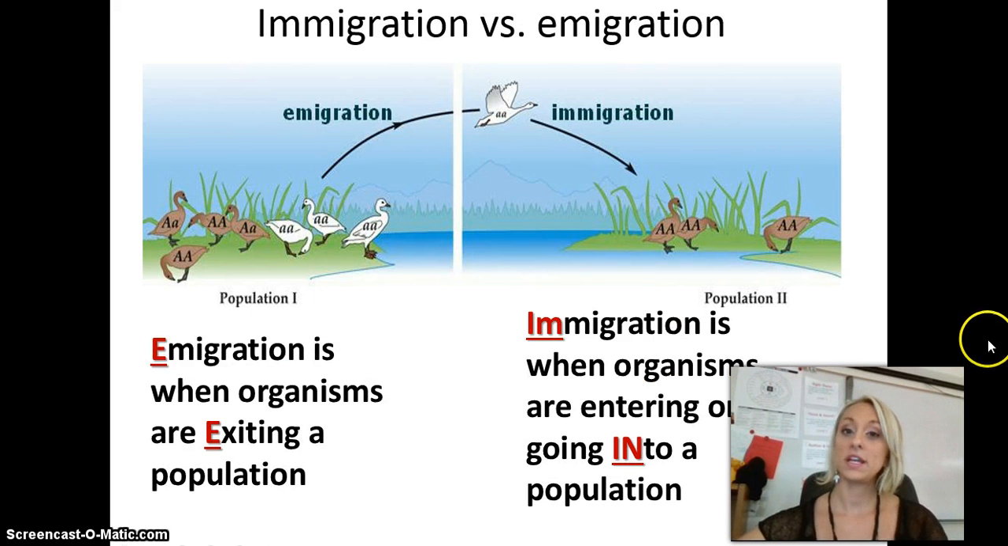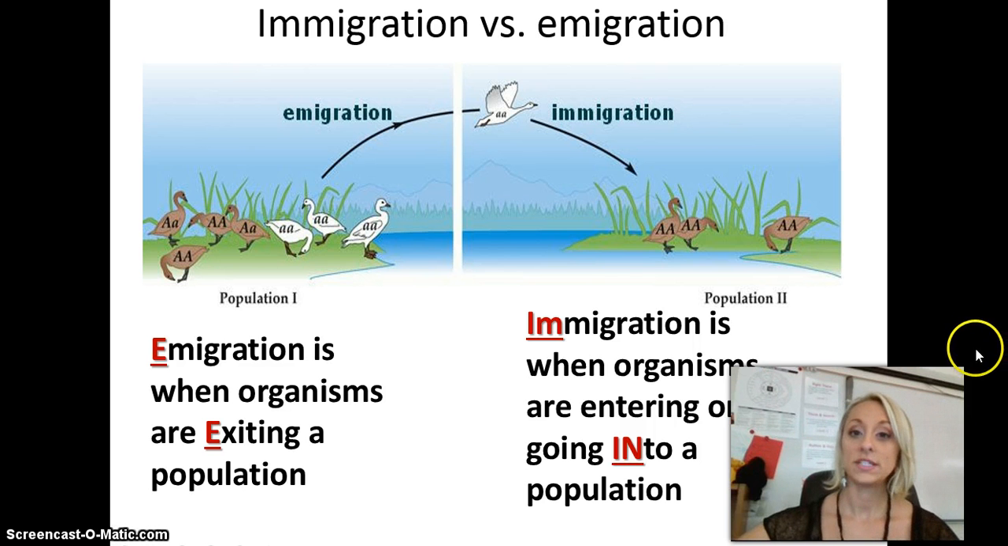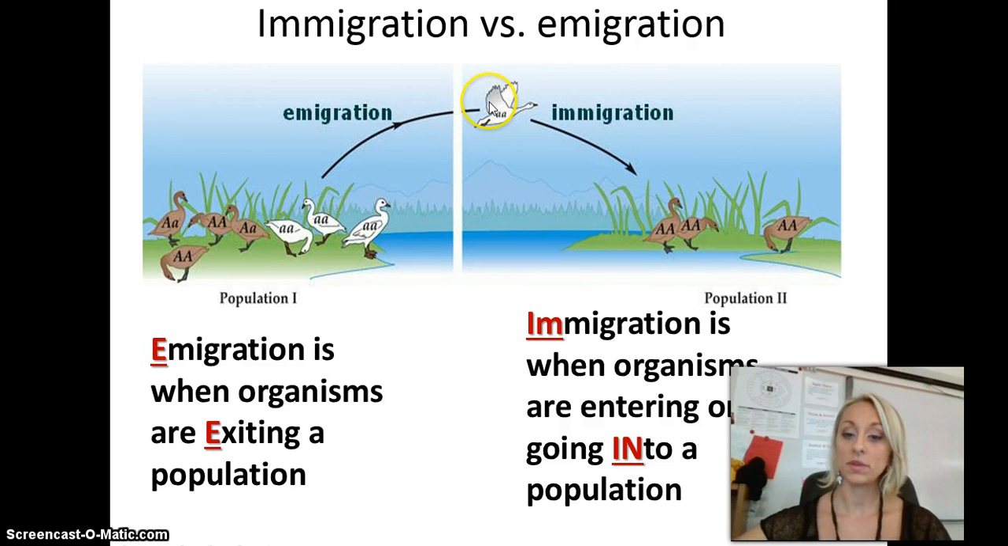The difference between immigration and emigration. If we take a look at this picture, we see that emigration, the geese are flying out of the population, or they're exiting the population, whereas immigration is when they are going into or entering the population. So the difference between immigration and emigration is that emigration is when species exit a population. Immigration is when species enter a population.